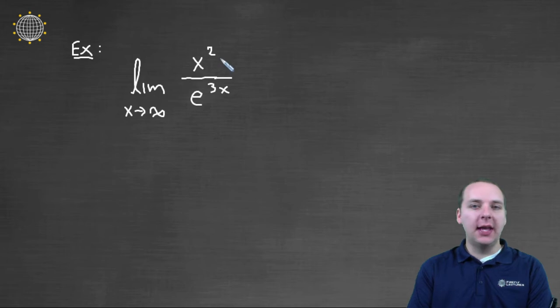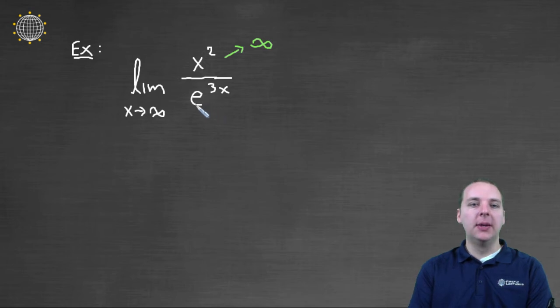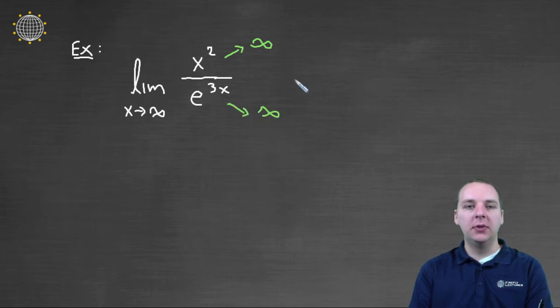You can use a table if you need to, but I think with these we can pretty much use our intuition. As the x's get larger, x squared will get even larger, so it's pretty clear this is going to go to infinity. And e to the 3x is an exponential growth function, and as x gets larger, this is going to get much, much larger, right? So this will go to infinity as well.